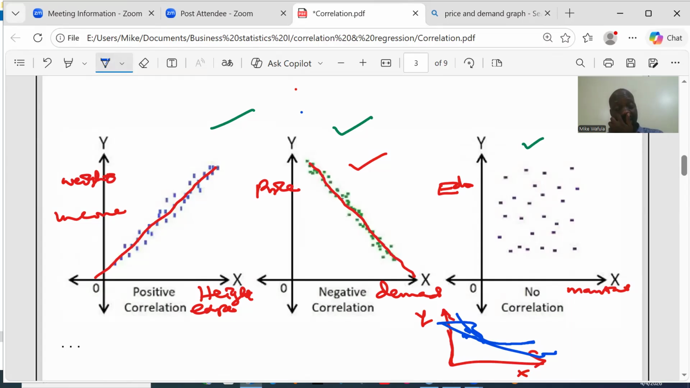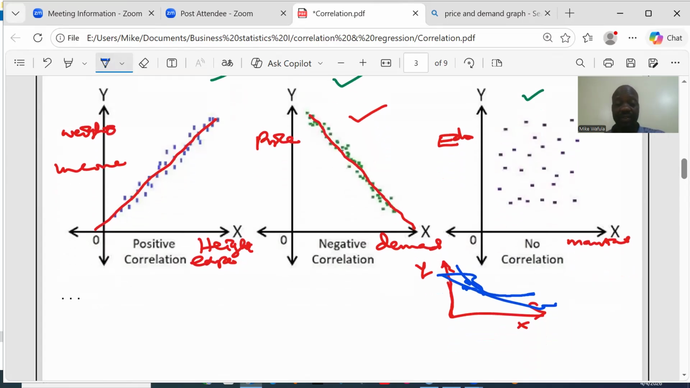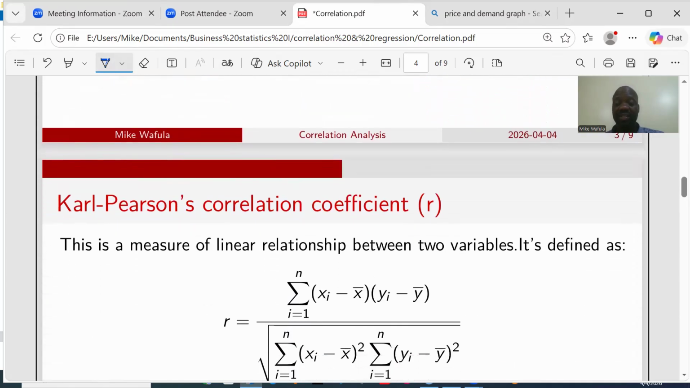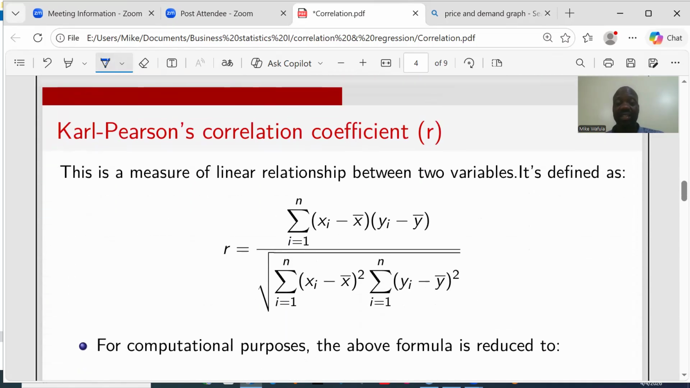So once we have drawn the scatter plot and concluded that the relationship between the variables we are discussing is linear, we now come to the very common coefficient that is used to help us determine the strength of the relationship by giving us a numerical figure. This is called the Pearson correlation coefficient, denoted by R.